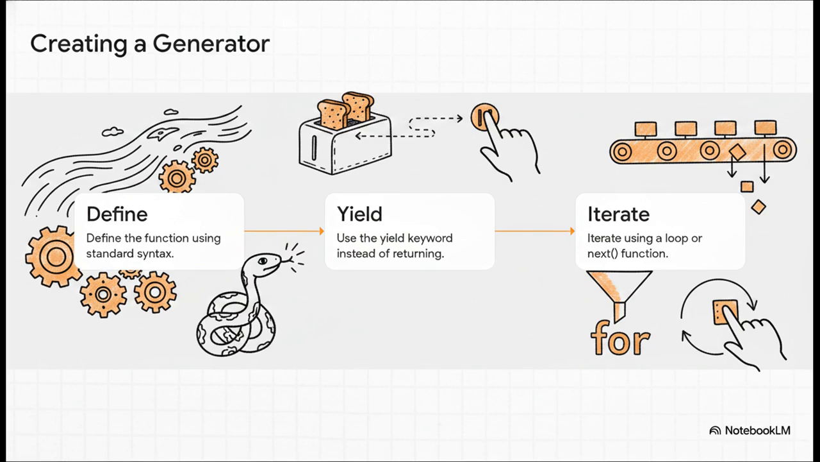Start with def, name your function, add your colon. Easy peasy. Step 2, now here is where the magic happens. Use the yield keyword instead of returning a list. Yield is that magical pause button we talked about that brings our toast and our streaming analogies to life.